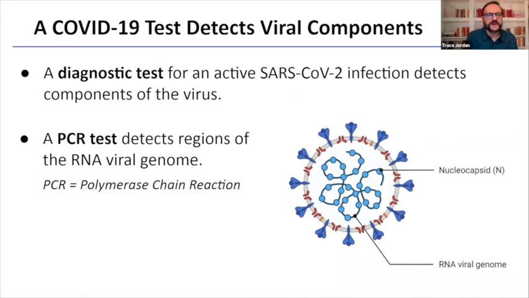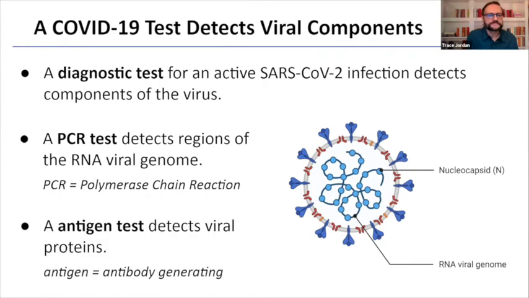A PCR test detects regions of the RNA viral genome. So PCR is a technique called polymerase chain reaction. It was invented in the 1980s, so it's been around for a long time. And a PCR test is considered to be the gold standard test for detecting the presence of a SARS-CoV-2 infection. So PCR test detects the viral genome.